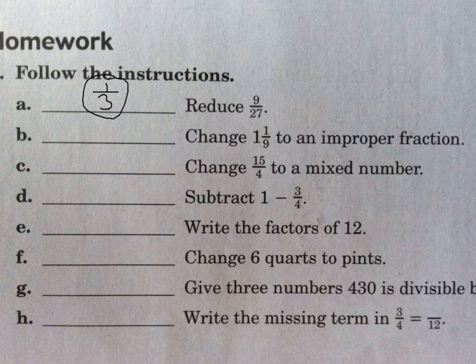B tells us to change 1 and 1/9 to an improper fraction. Remember, to change something into an improper fraction, we go 1 times the 9 plus the 1. 1 times 9 is 9, plus 1 more would be 10. So we get 10 and we move our denominator over. 10/9.